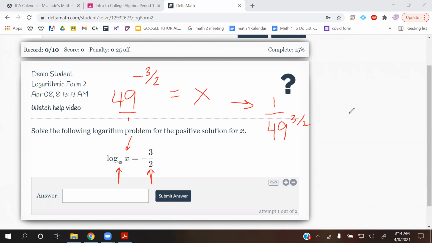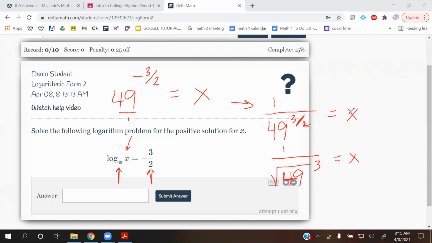So now it's 49 to the power 3/2, and it's on the bottom of the fraction this time instead of the top. Okay, so that took care of the negative in the exponent. Now let's deal with the fraction portion in the exponent, the part where it's over 2. That part where it's divided by 2, that's actually the square root. So I'll just write it underneath. We want the square root of 49.